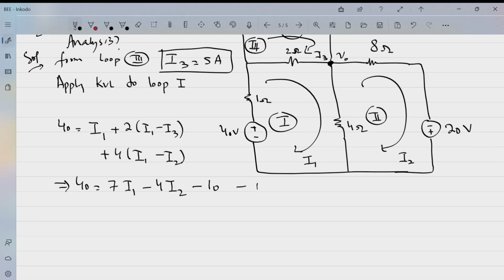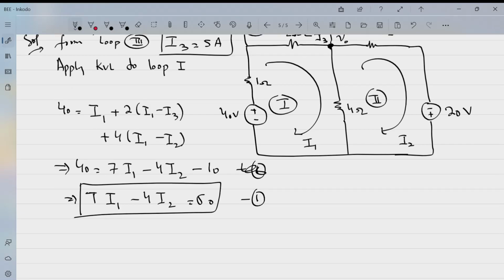तो ये आपकी एक इक्वेशन हो गई. 7I1 minus 4I2 is equal to 50. This is your equation number 1.